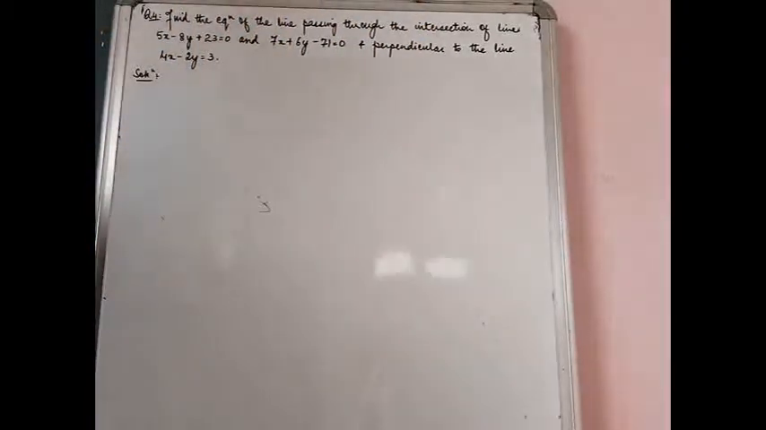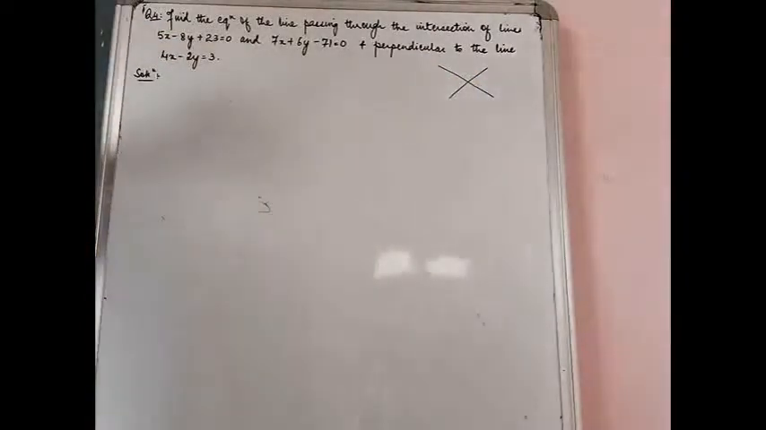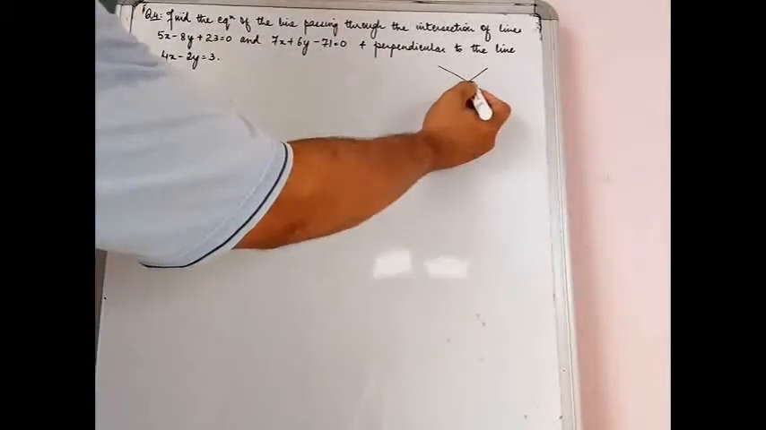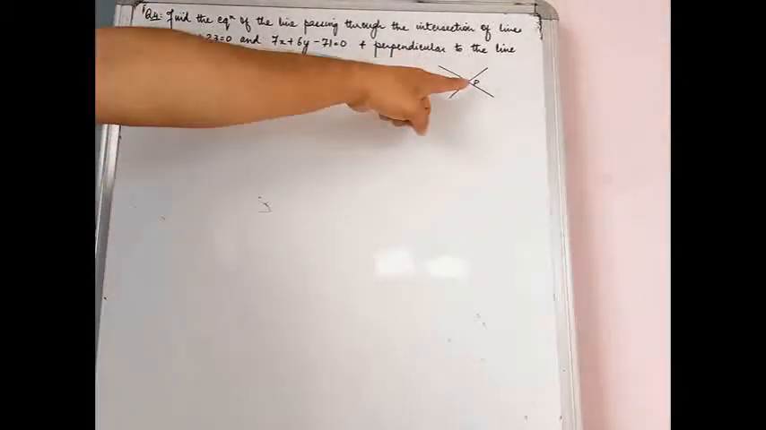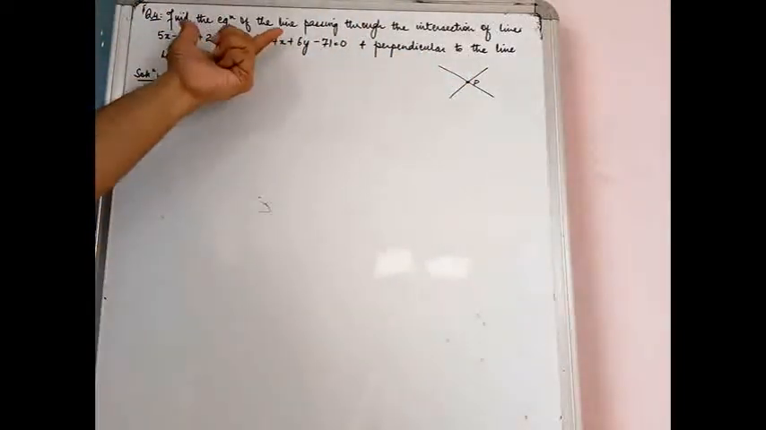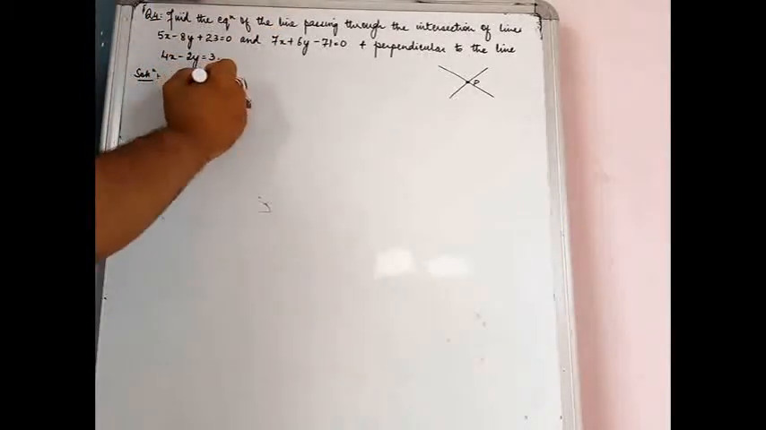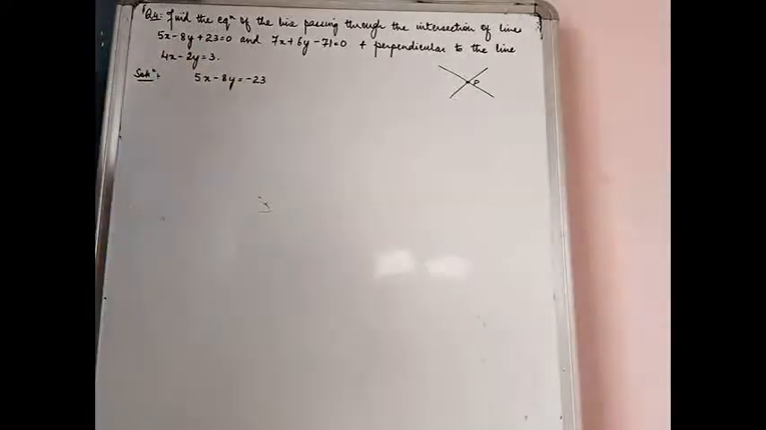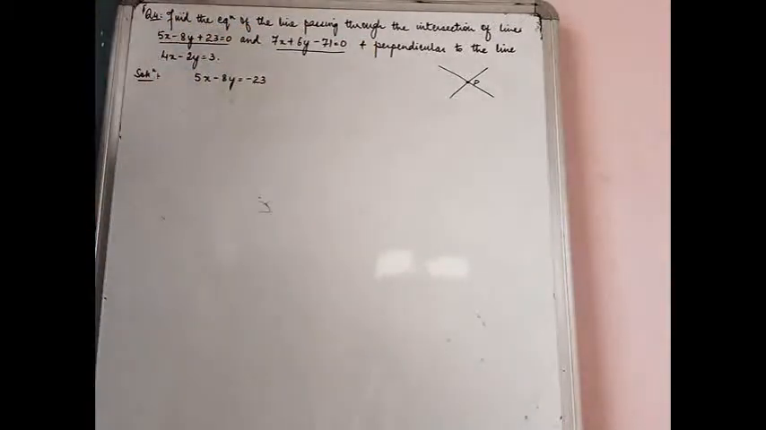Okay, so whenever 2 lines intersect, I'll show you in a rough diagram like this. If these are the 2 lines that are intersecting each other, that means they are cutting each other. So there is going to be a point of intersection. Okay, so that point P can be found out by solving these two equations together. We already know the process. So let's have 5x minus 8y is equal to minus 23. Okay, this is the first equation that we have. See, this and these are the two equations that we have.